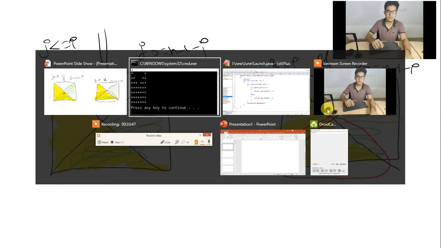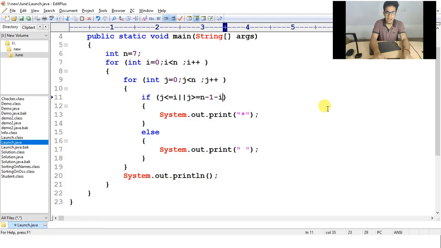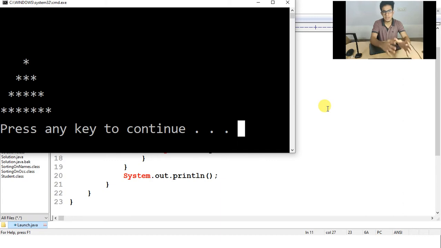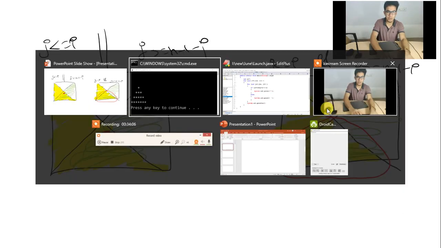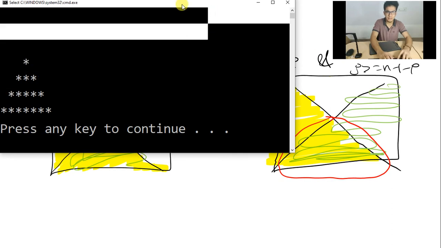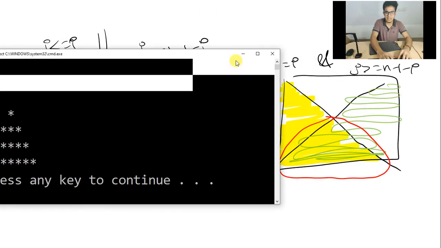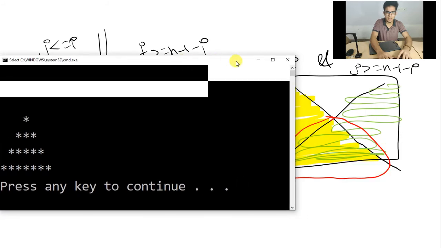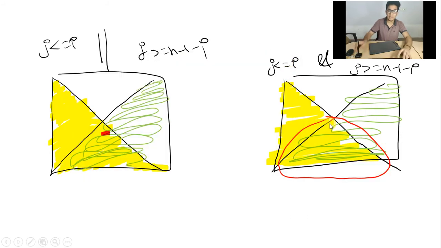Let's see. I'll use the AND operator between them. So if I use the AND operator, I'll get the intersected area. I'll compile and execute. See, we have got that intersected area, right? Watch here. You're getting that intersected area. I hope this is clear. So that is what happens if you use the AND operator.